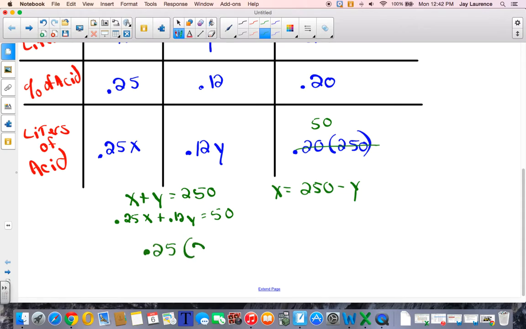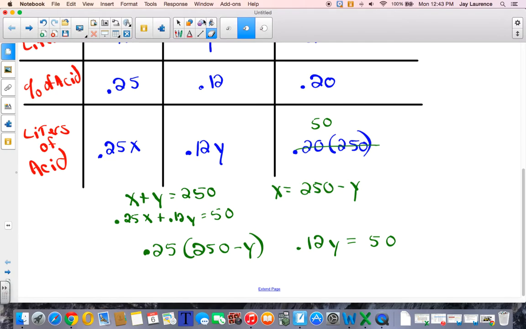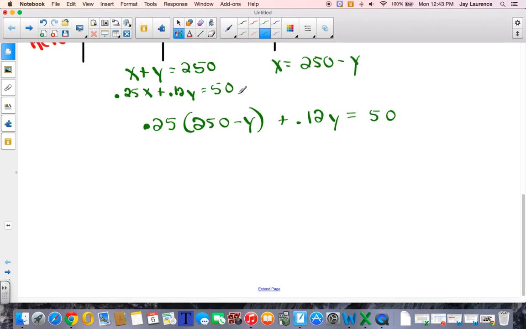0.25 times 250 minus y, that's going to equal 0.12y, and that'll equal 50. Whoa, I have a mistake there. That's not equal to, that should be plus. Sorry about that. So there were my two equations. I solved the first equation for x, and now I substituted it into the second equation. So let me see here.